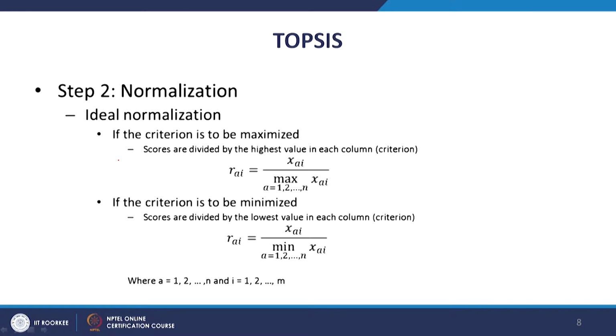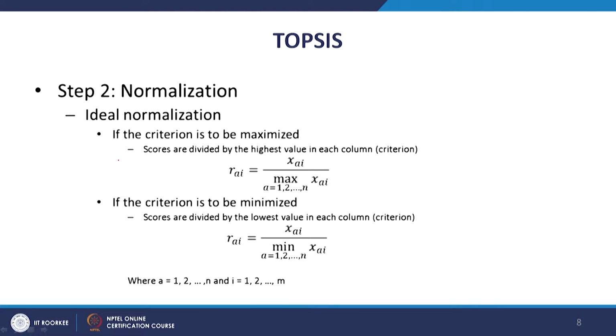If the criterion is to be maximized, then the scores are divided by the highest value in each column, that is with respect to each criterion. The normalized score r_ai is equal to x_ai in the numerator, divided by the maximum of x_ai, where a is 1 to n. Out of the n alternatives along a particular column, we pick the highest value, and that is used as the denominator. We then get this ratio, which is used as the normalized score.